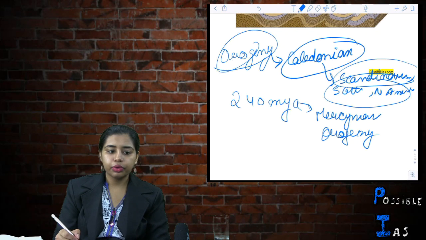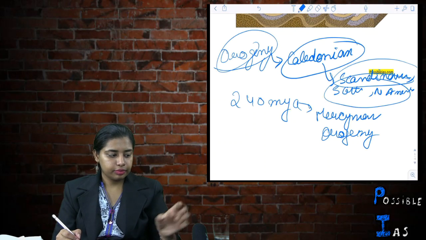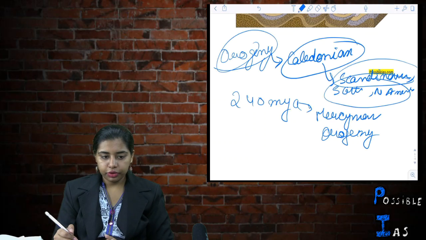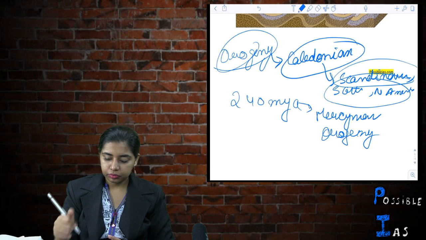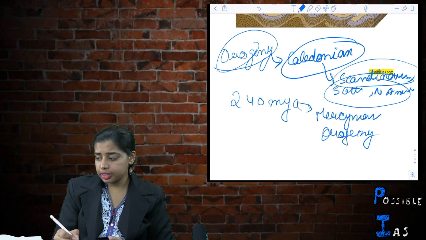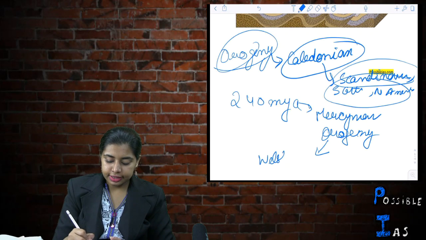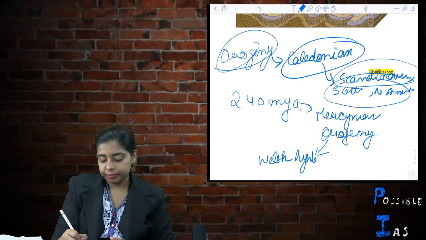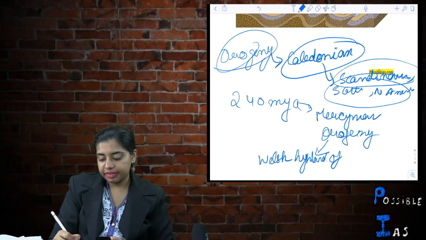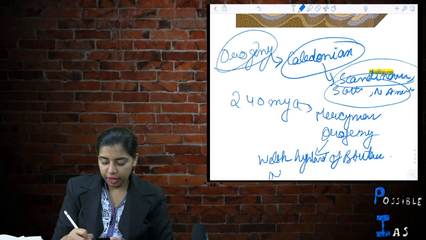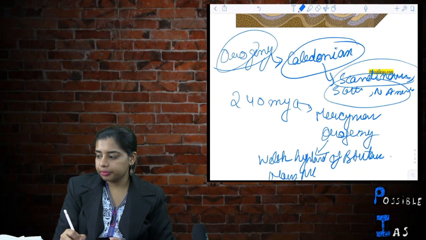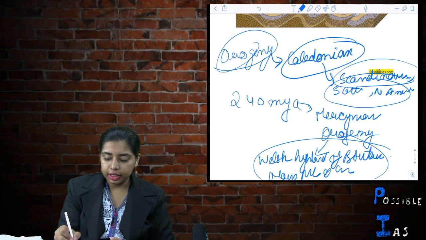In the Hercynian orogeny, which mountain systems were formed? The Welsh Highlands. Where are the Welsh Highlands? The Welsh Highlands are in Britain. Then you have the Harz Mountains of Germany. So these were formed in the Hercynian orogeny.